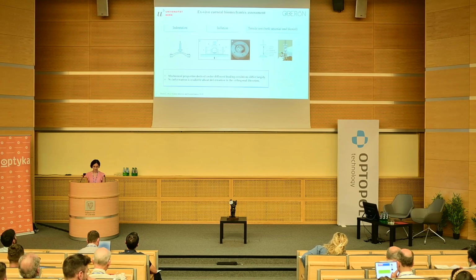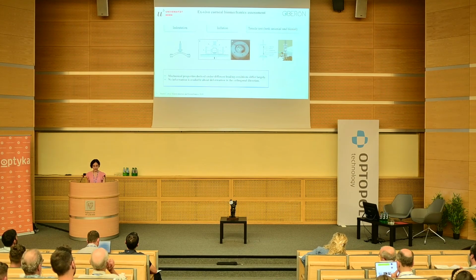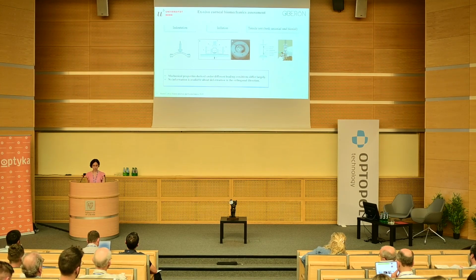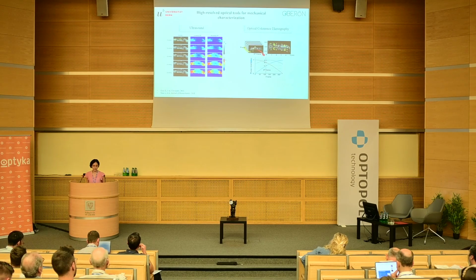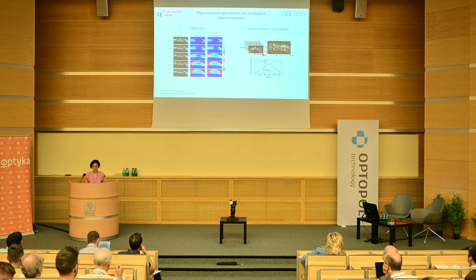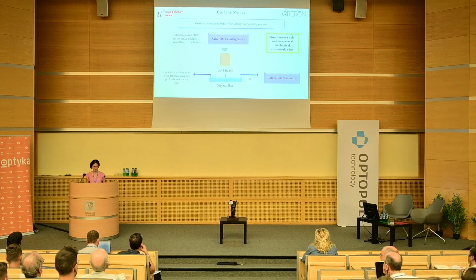But a weakness of these techniques is that the mechanical properties they give differ largely from one another, and there is not much information about the orthogonal direction of the sclera. Apart from that, there are two important techniques used for assessment of the biomechanical properties of the sclera: ultrasound, and optical coherence elastography as a high resolution technique. So for our experiment, we use optical coherence elastography for assessment of the mechanical properties of the sclera.